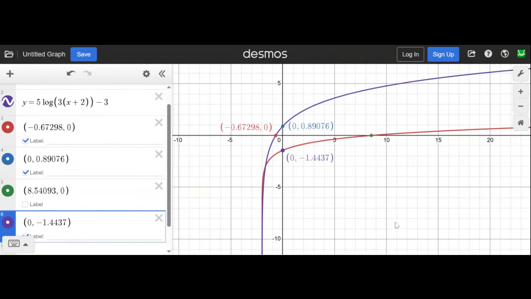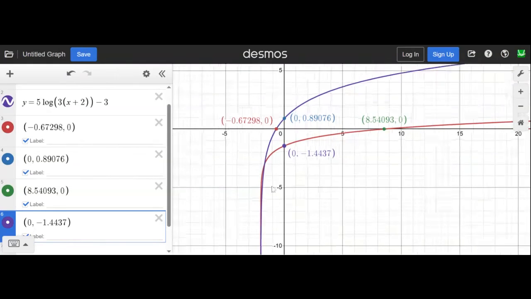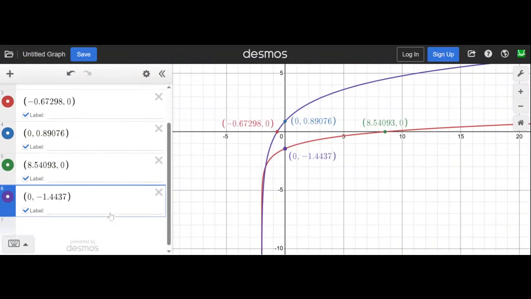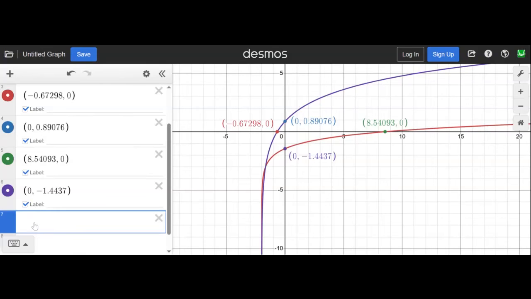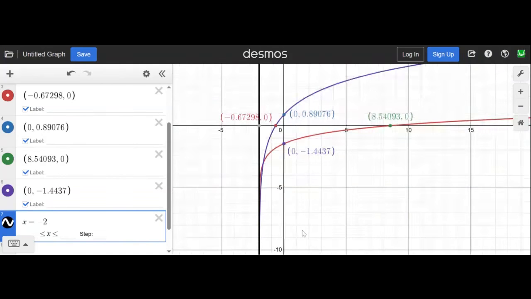So this is when I change the, let me just label this one also. When I change the vertical stretching factor to 5, my function has been shifted upward, and my y-intercept became positive while my x-intercept became negative. Do you see that, guys? For both situations, you can see, I still have the same vertical asymptote, x equals -2. x equals -2 for both of them, guys.